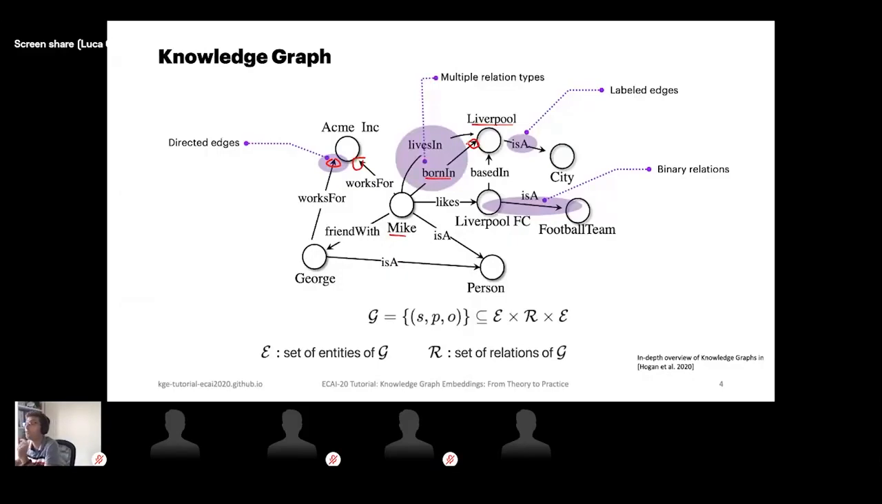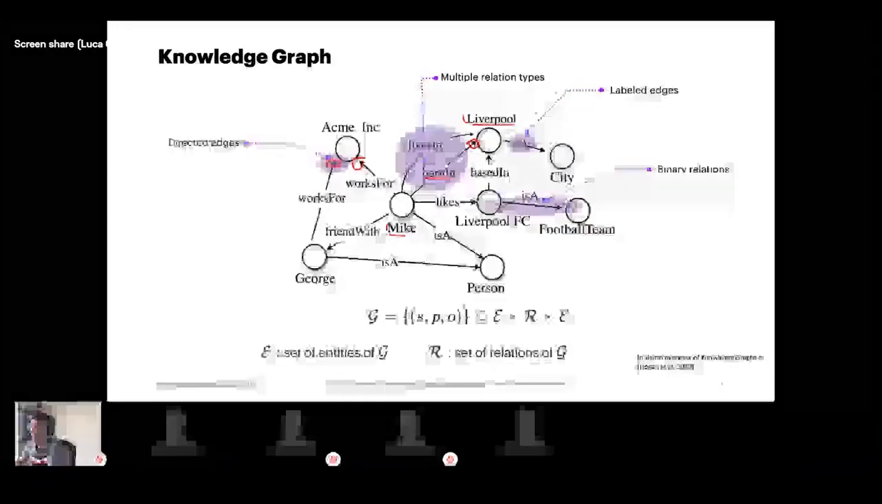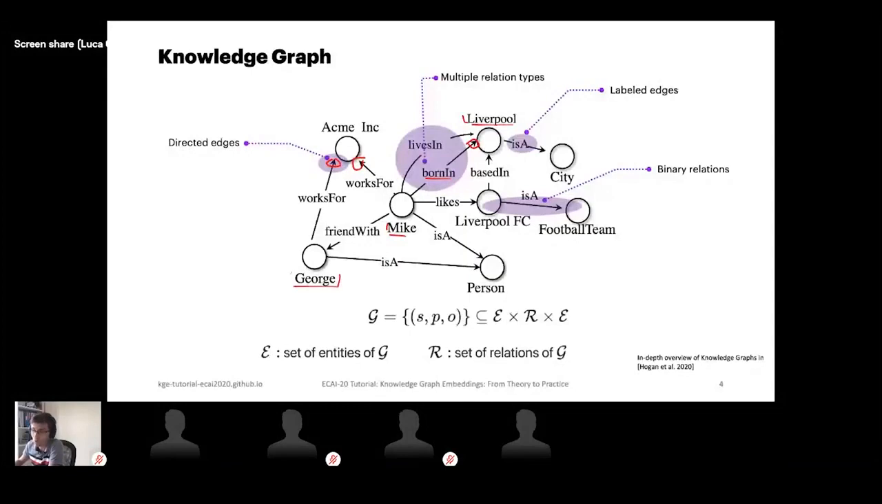Something interesting to point out is that knowledge graphs can have multiple relation types. So nodes like Mike and Liverpool can be connected with edges labeled with different semantics, which is quite peculiar. The set of nodes of the graph, which we also call entities, is called E, and the set of all the different labels associated to edges is called the set of relations. I recommend looking up this piece of literature if you're interested in more details.